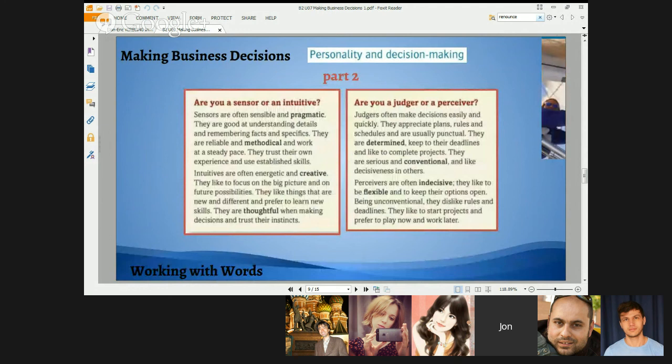Intuitive, and what do you say? Here in text number 3 on the left side. So we're on the next page, left side. Sensor or an intuitive. Just reading. Okay. Are you a sensor or an intuitive?